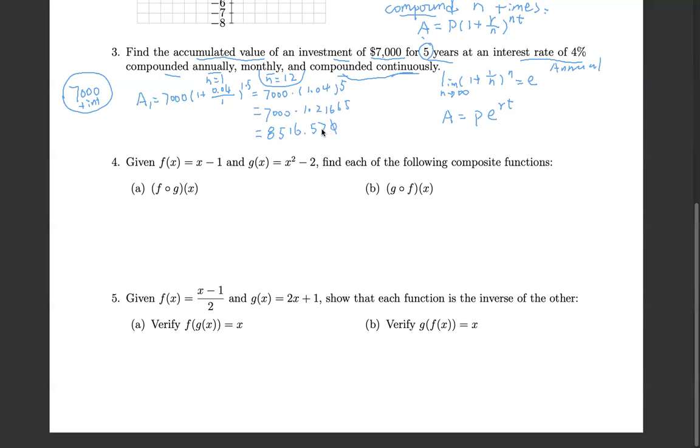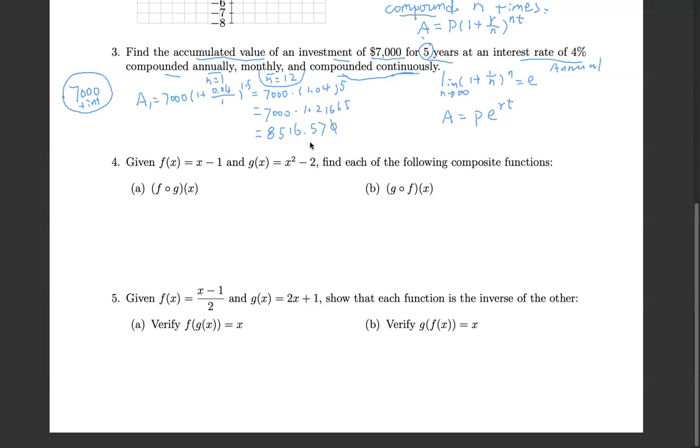If the number after the 7 is bigger than or equal to 5, I would carry over to the 7 to make it become 8. So the first one, if compounded annually, the amount of money in the account would be $8,516.57. So that's compounded annually.